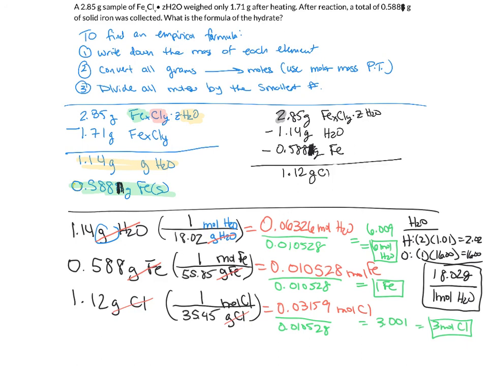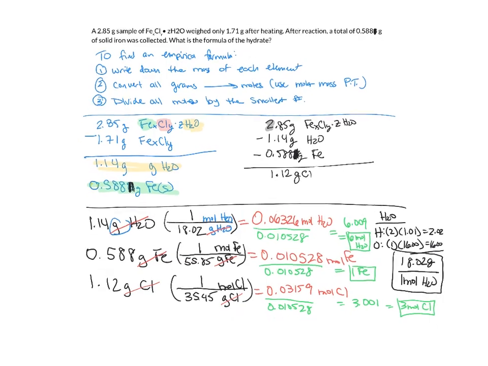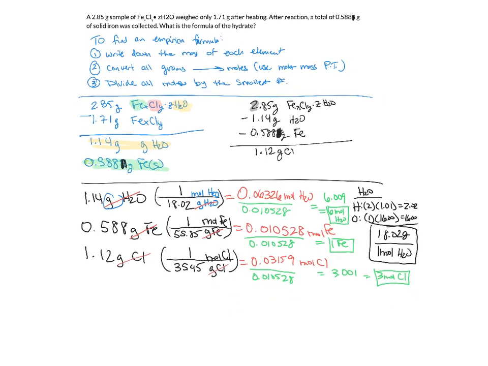So I never round until the end, and I only round at this point if I'm very close to the whole number. And the question is to write down the formula of the hydrate, and now we write this as Fe, which is 1, Cl3 dot 6 H2O.